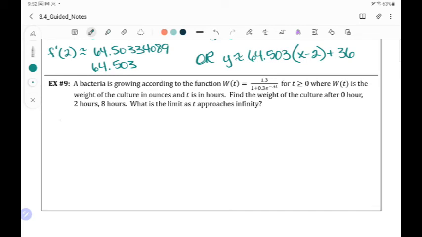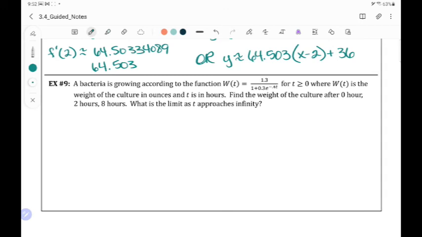Now I will tell you how I did this. I put this in my calculator for W of t. I put y equals, and I typed that whole thing in. I'm not going to write it out. Being a little bit lazy here. Plus, I want our video to be shorter. So I put this into y equals for y1.